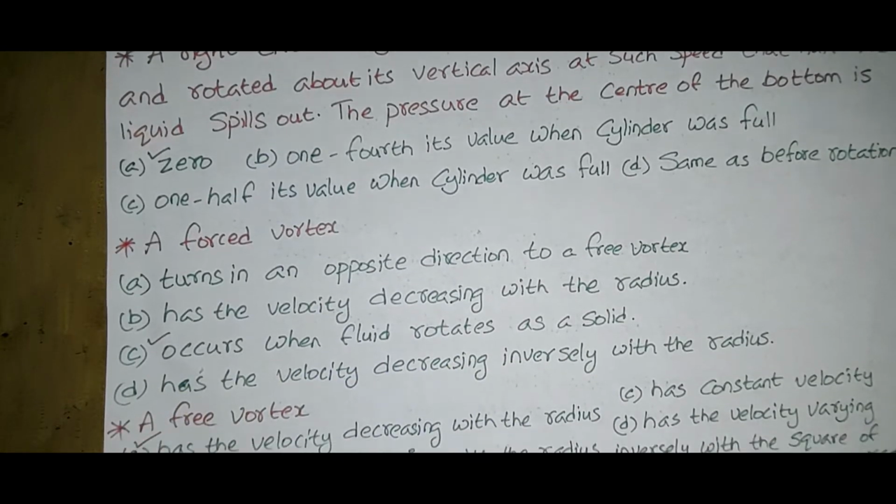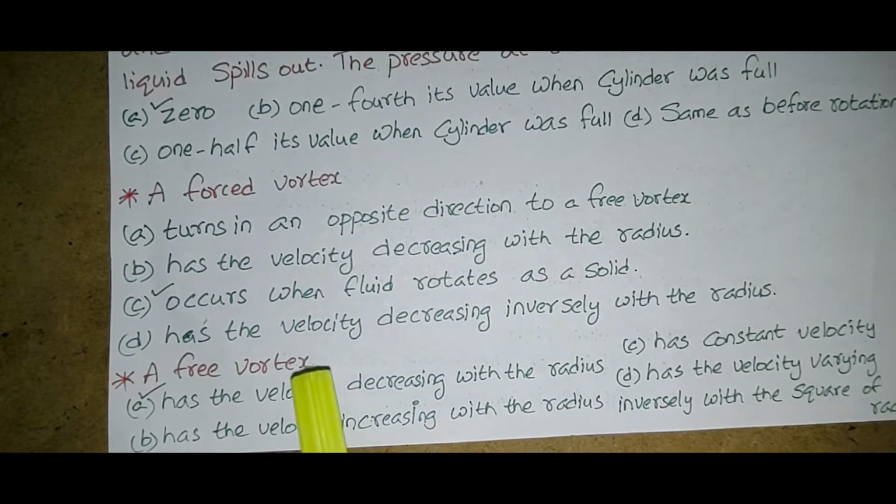A free vortex, now we'll see, has the velocity decreasing with the radius, has the velocity increasing with the radius, has constant velocity, has the velocity varying inversely with the square of radius. So a free vortex has the velocity decreasing with the radius.